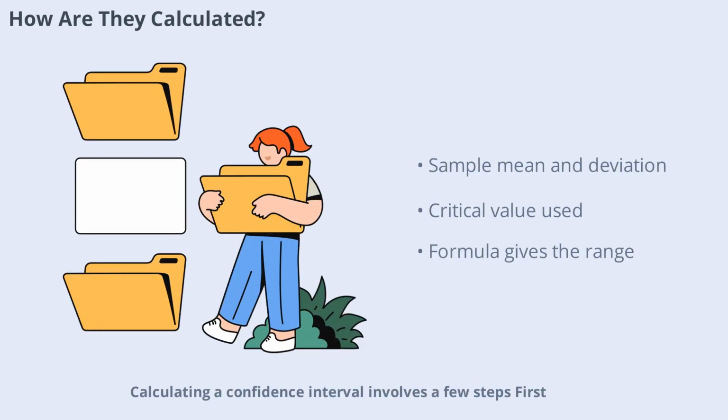Calculating a confidence interval involves a few steps. First, you find the sample mean and standard deviation. Then you choose your confidence level and use a statistical formula that includes a critical value from a table like the z-score for normal distributions. The result is a range around your sample mean. While the math can get technical, the basic idea is to create a range that's likely to include the true population value based on your data.